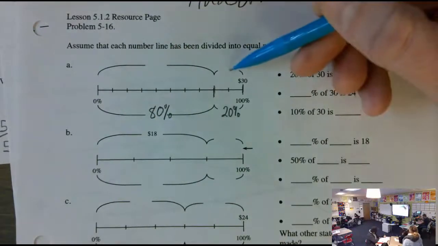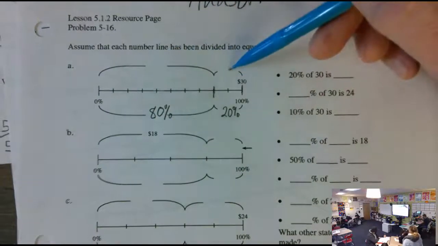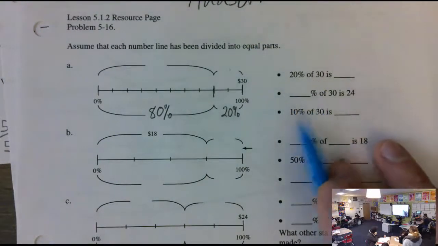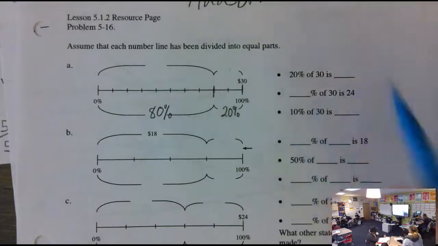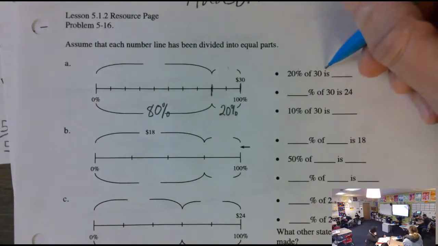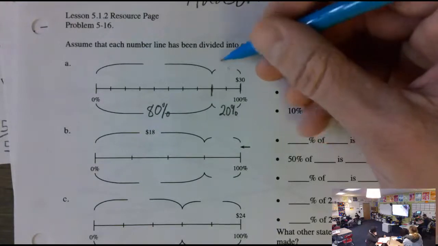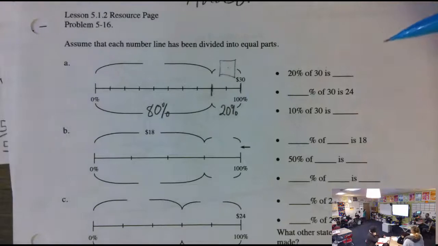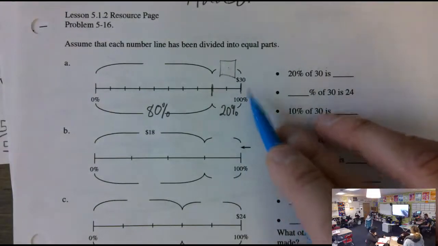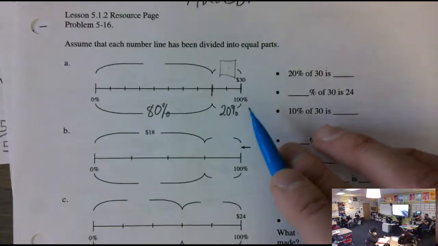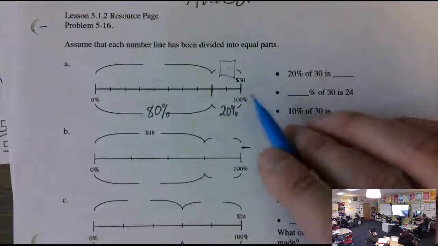So what you want to fill in up here relates to these statements over here on the right. Read these. 20% of 30 is, well, that's the number that we're going to fill in up here. This will be our 20% of 30. Guys, what's 10% of 30? $3. Use that. Use the 10% rule.